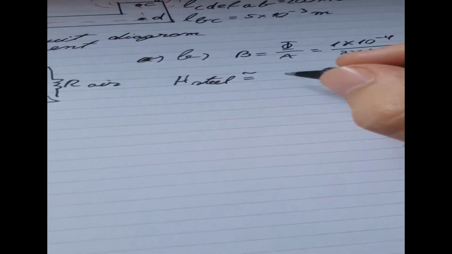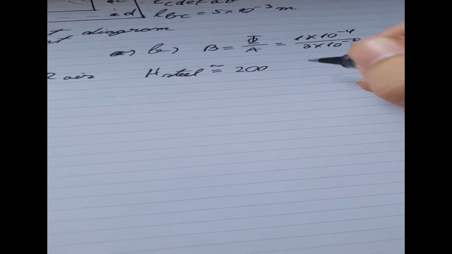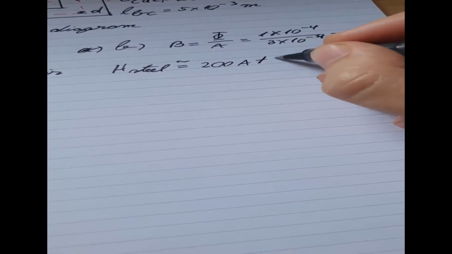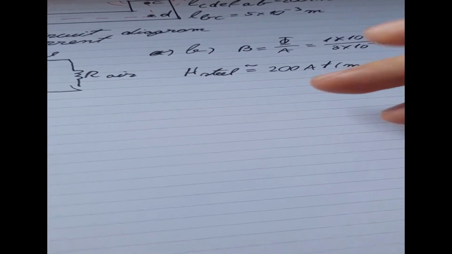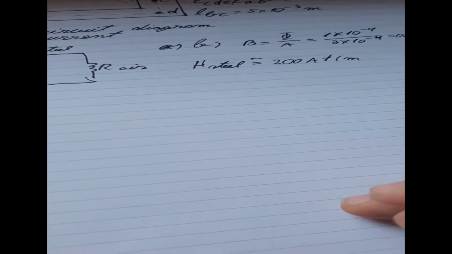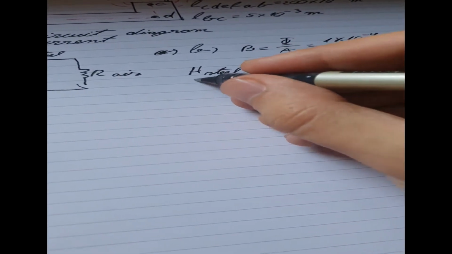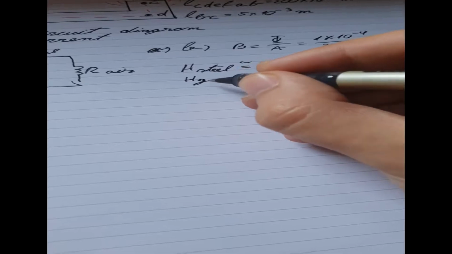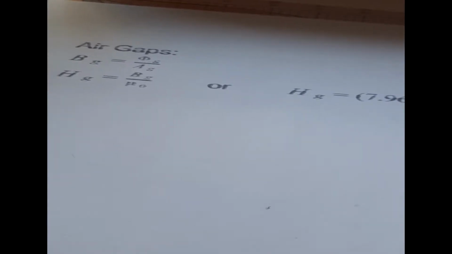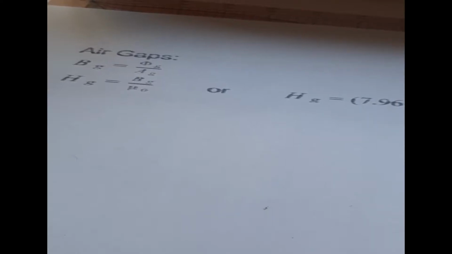All right, so that would be equal to 280 per meter. There you go. And now we need to calculate the magnetic force inside the air, which is Hg. The formula for Hg is Bg divided by the permeability of the air.